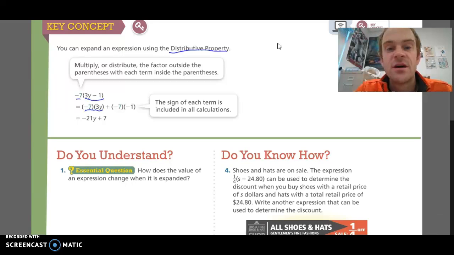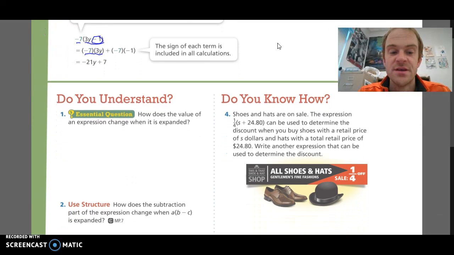So just like we saw in our simplifying expressions video, we're going to take this subtraction sign and link it with the 1 in this case. And so we use the distributive property to expand that, and so we'd end up with negative 7 times 3 is 21, and negative 21y plus 7. That would be our expanded expression. And so we're going to look at some examples of doing that.